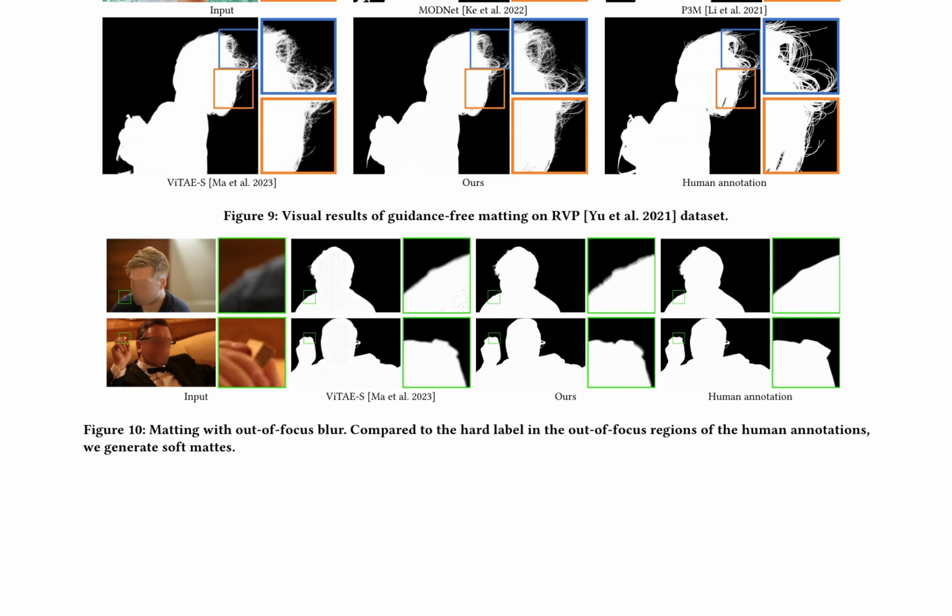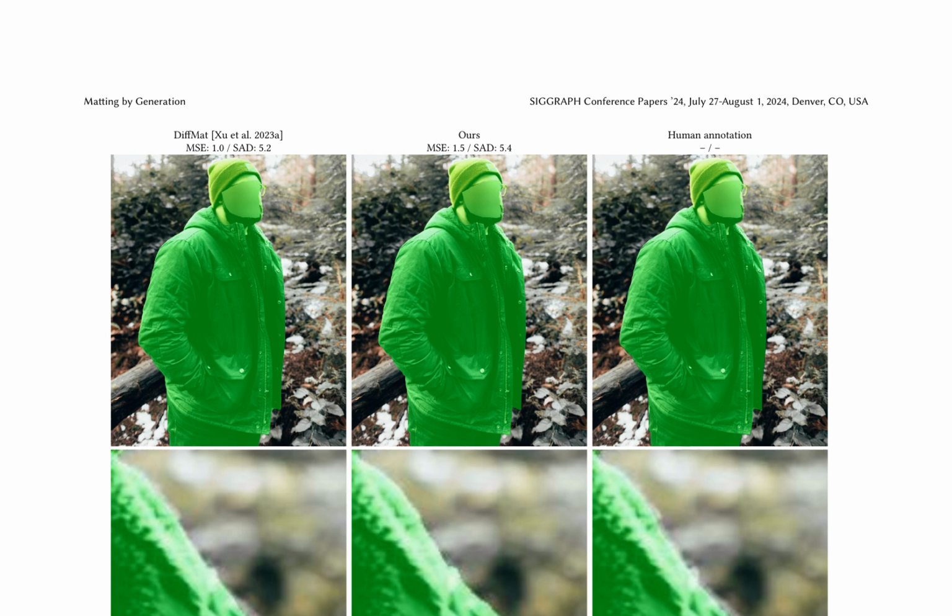future research directions. Matting by Generation, a research paper presented at the SIGGRAPH Conference Papers '24, introduces an innovative approach to image matting. The authors compare their method with existing techniques such as DiffMatte, Xu et al. 2023a, MAM, Li et al. 2023a, and ViTMatte, Ma et al. 2023. In Figure 11, the authors showcase trimap-based matting results. Although their visual results appear better than those of DiffMatte, their evaluation score is slightly worse due to imperfect human annotation. This discrepancy highlights the challenges in accurately assessing the performance of matting algorithms.